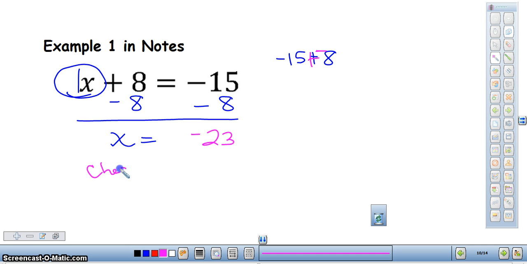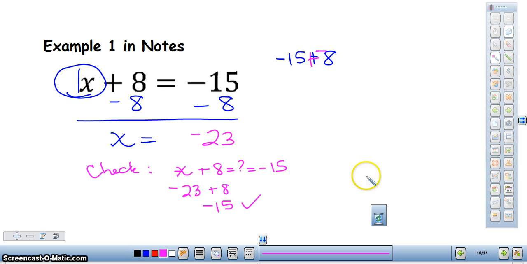Oh, I thought it should have been 7. Well, when we do our check, we go back to the original, x plus 8. The question is, does it equal negative 15? And if we plug in negative 23 plus 8, that does equal negative 15, and it checks.